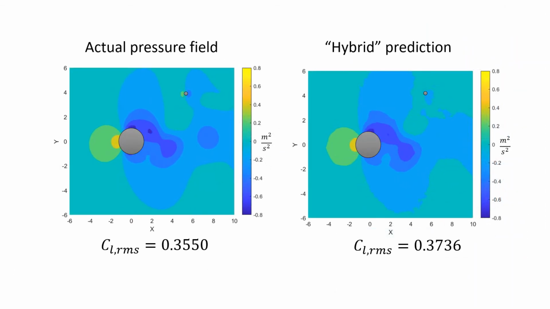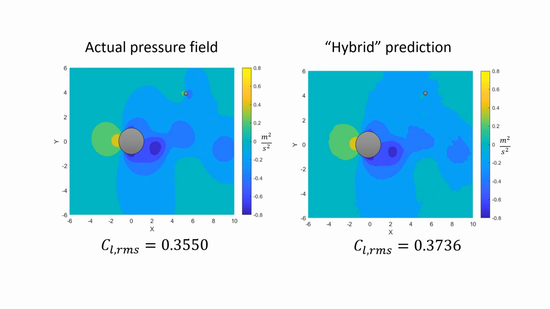Here is a demonstration of how well the pressure field around the main cylinder could be determined using the predicted spatial components with the true temporal components of a test position. Since the lift coefficient on the main cylinder depends primarily on the pressure distribution around it, its lift coefficient can also be determined. And as you can see, the root mean square of the lift coefficient in the approximation is pretty close to the actual one.